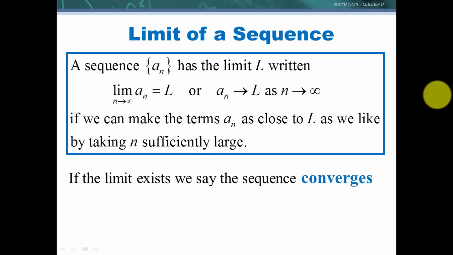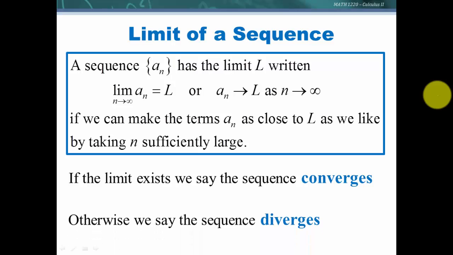If the limit exists, we say the sequence converges, and this is going to be an important word we're going to be hearing a lot of. So if the limit exists, the sequence converges. Otherwise, we say the sequence diverges. So if it is not approaching a limit, it is a divergent sequence.